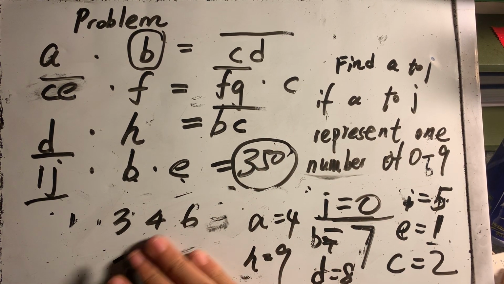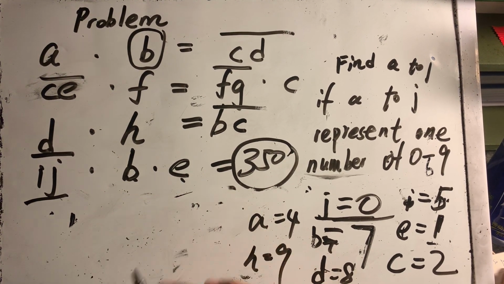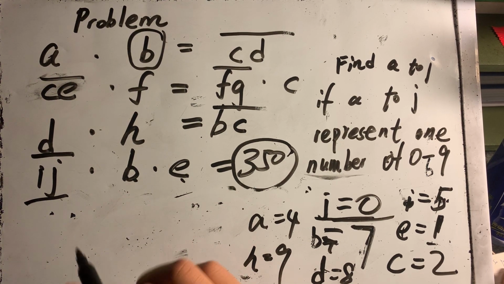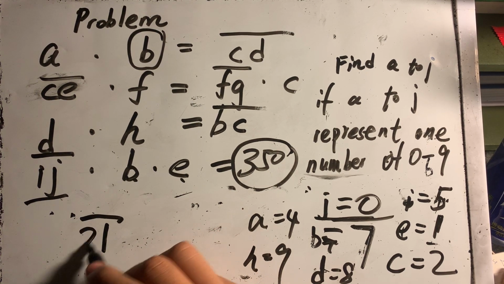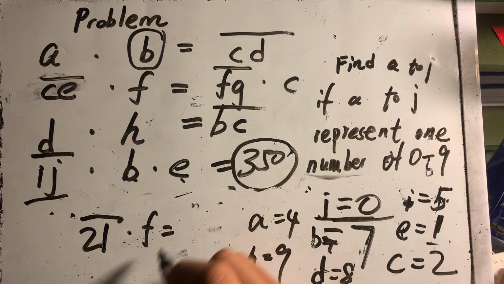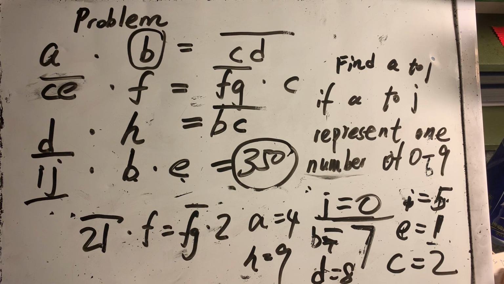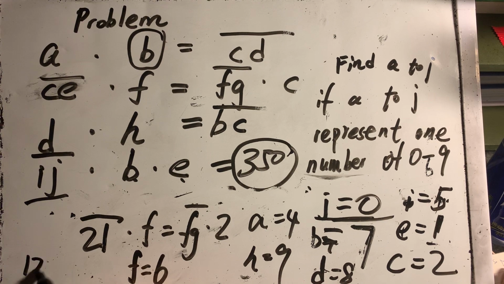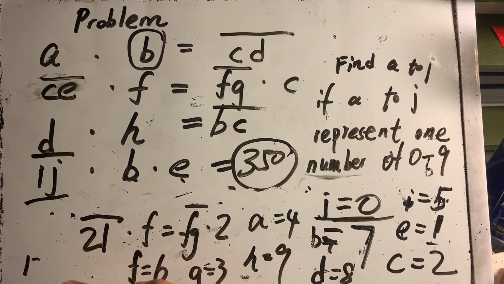Now we go back to the final equation, which is the second equation. How are we going to do this? We plug in that E is 1. 21 times F is equal to FG times 2. So we know that F or G can only be 3 or 6. We first try F equal to 6. So the left side is 126, and on the right side G can only be 3. So 63 times 2 is 126.